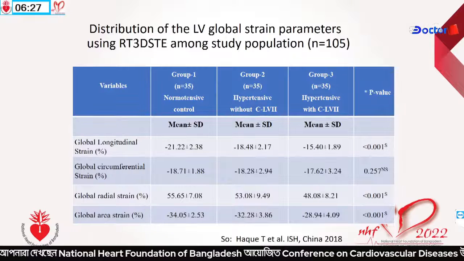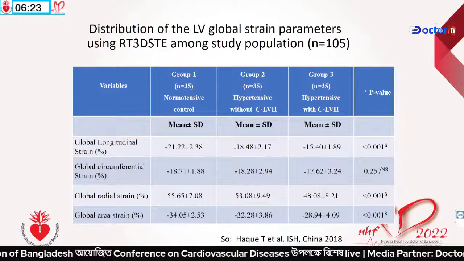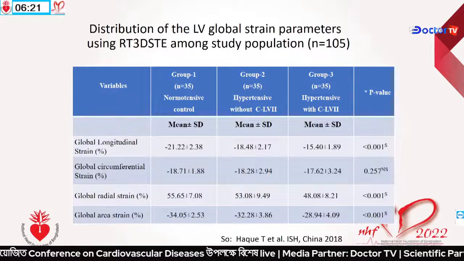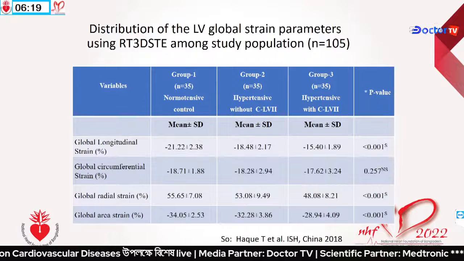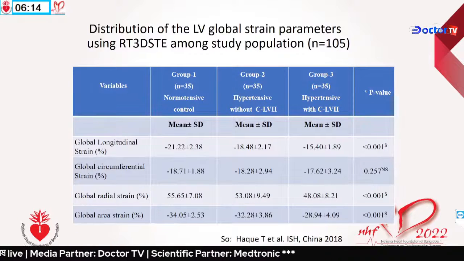Though the ejection fraction was preserved in both groups, the reduced strain parameters identified the subclinical systolic dysfunction in hypertensive patients. This study was presented in the ISS China in the year of 2018.